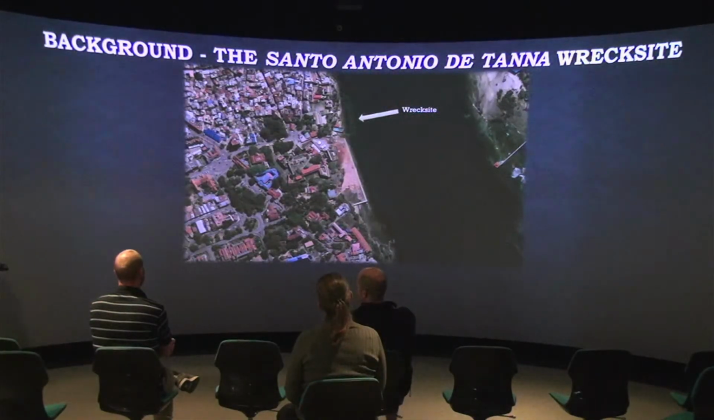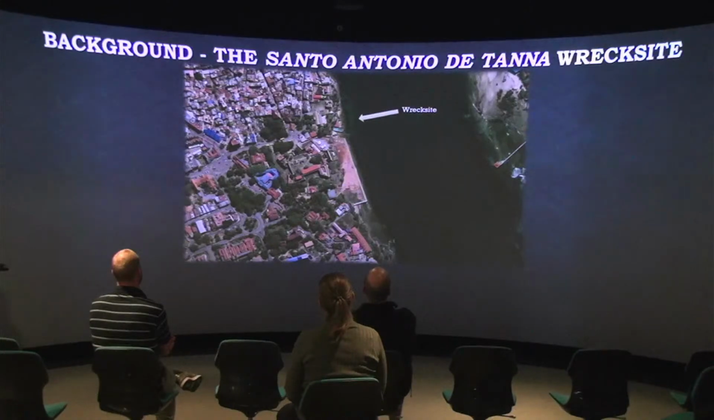So just by way of background here, Santo Antonio de Tanna was a Portuguese frigate built in 1680. It had sunk in 1697 and was discovered in the early 1960s, just there on the bank of Fort Jesus in Mombasa, which is located on the Swahili coast of Kenya.